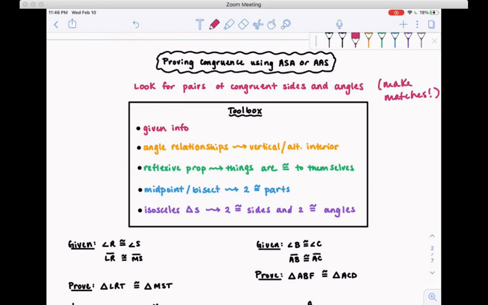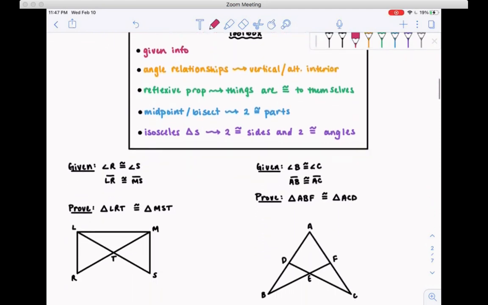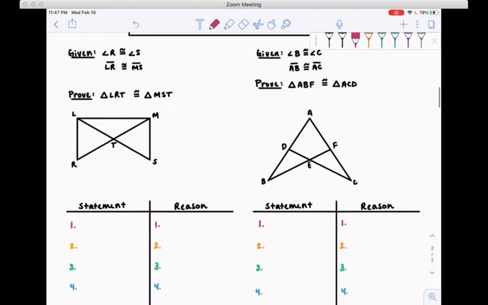We can use what we know about midpoints and things being bisected, and we know that in both cases we have something being divided into two congruent parts. And we can use what we know about isosceles triangles. So we know isosceles triangles have two congruent sides and two congruent angles. So all of that is the same as when we were doing proof before. Just included it here as a quick review. Okay, so let's do some examples of proof.